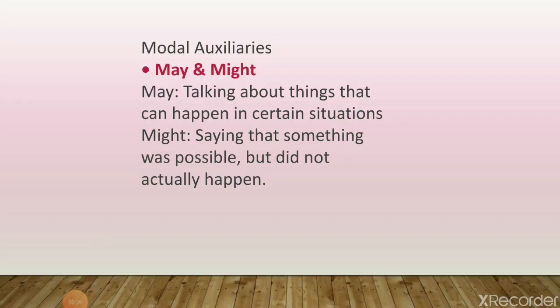Now just see the next ones, may and might. May we use when we talk about things that can happen in certain situations, and might for saying that something was possible but did not actually happen. In other words, may shows doubt, and might increases the doubt. For example, it may rain tomorrow, a doubtful situation because we are predicting about the future. It may rain tomorrow, doubt is there.